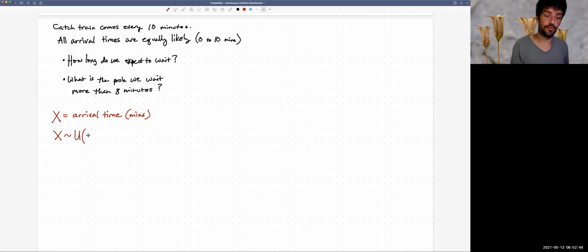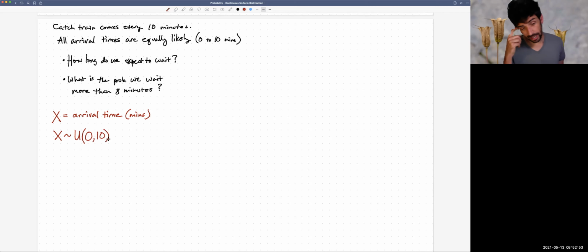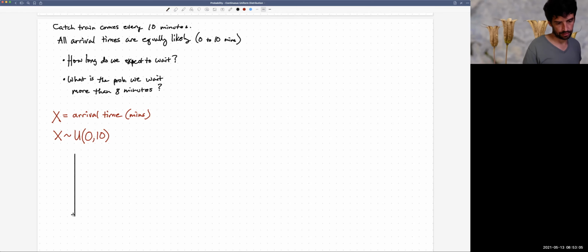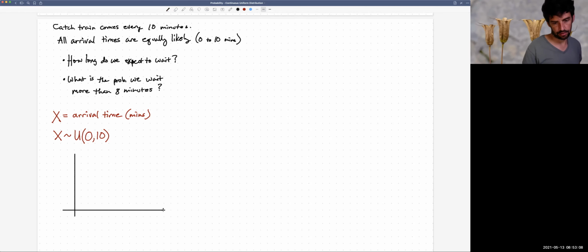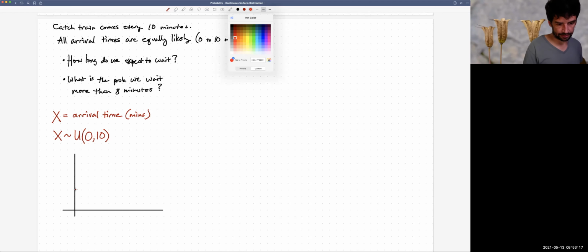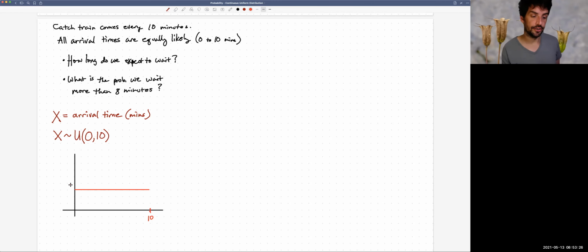So the two pieces of information we need to put for the uniform distribution, we need to know the minimum arrival time, 0, and the maximum, 10. Okay. And now we know completely this distribution. So let's draw the graph of this distribution. I'll make it that brighter red. So this time we're starting at 0. I can put 10 out here somewhere. Okay. And there's our distribution.